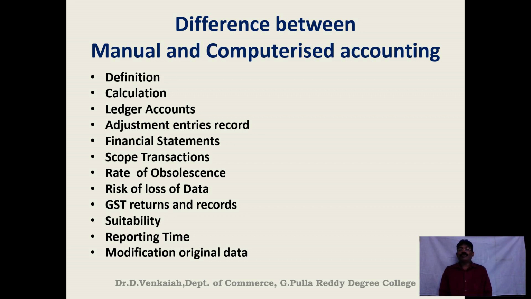Modification of original data. In manual accounting, modification is not possible, but in computerized accounting, there is a possibility of editing previous data, and we cannot find out whether it has been modified or not. In manual accounting, sometimes it will show as an error. These are a few differences for better understanding of computerized accounting compared with manual accounting.